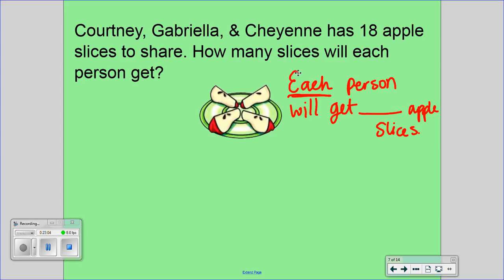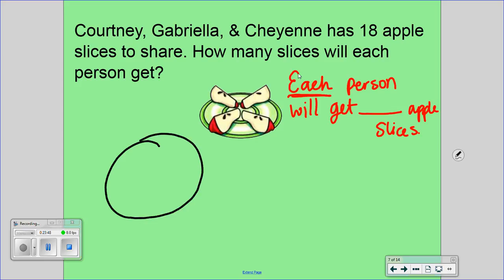Okay, we're going to need some groups. What are going to be my groups that I'm dealing out? Dealing out apple slices. Eva? Apple slices do each person get? Yes, I know. We already have our answer sentence. I need the number of groups. Damien? We got 18 people. The 18 apples are sharing 3 people? No, we have 3.